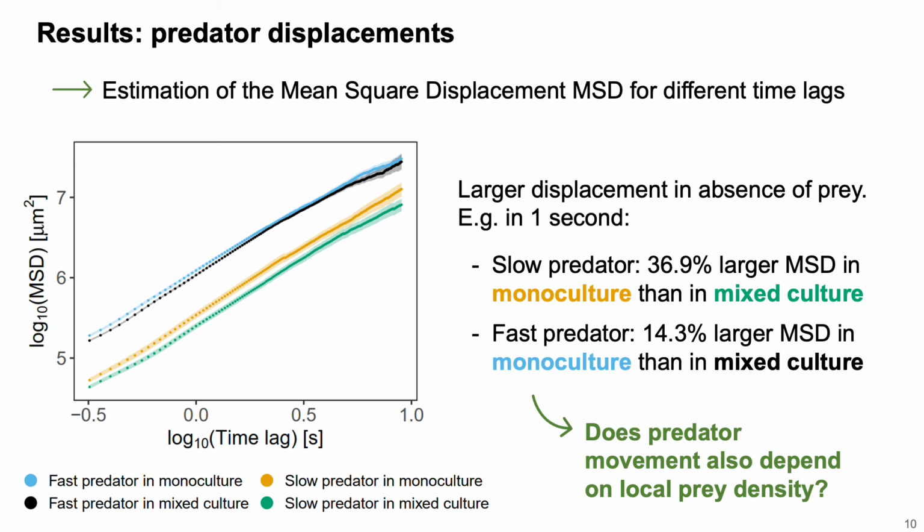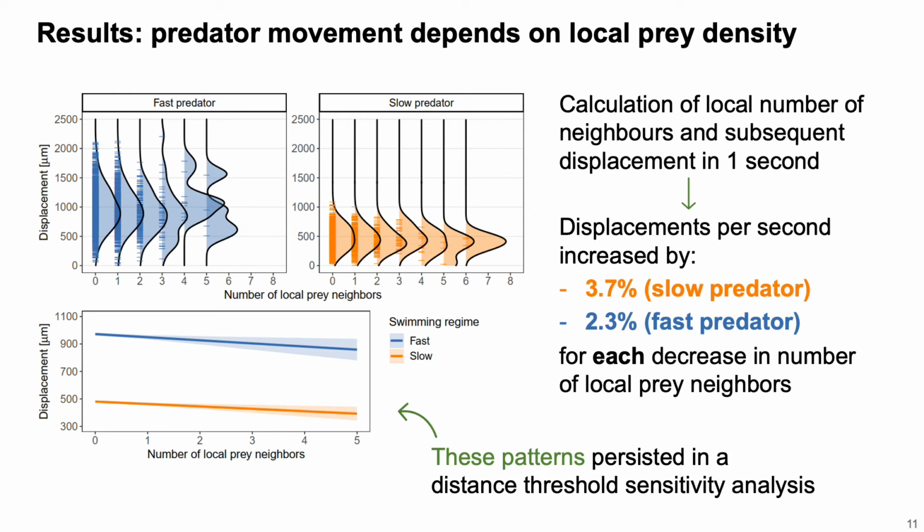Similarly, in the same time, the MSD of the fast predator was about 14% larger in the monoculture than in the mixed culture. The follow-up question to this is, does the movement of the predator also depend on the local prey density or only on its absence and presence? To answer this question, we calculated the local number of neighbors for each predator individual recorded in a subset of the data, given a certain distance threshold. For the same individuals, we also calculated their subsequent displacement in 1 second.